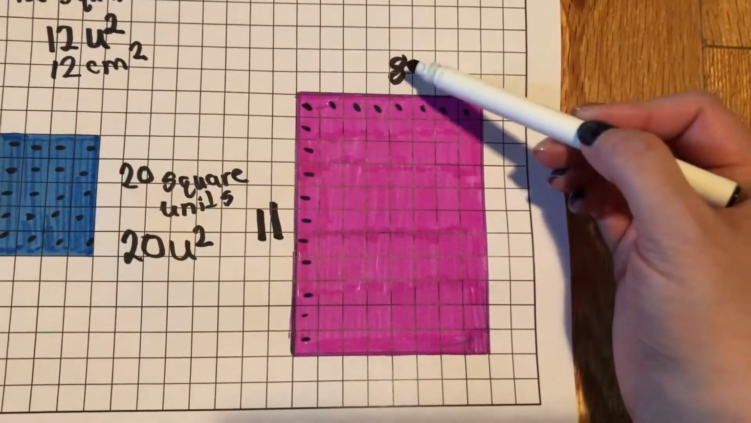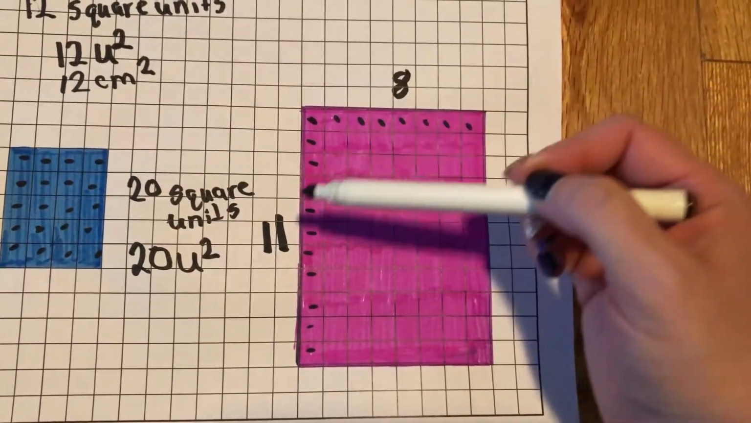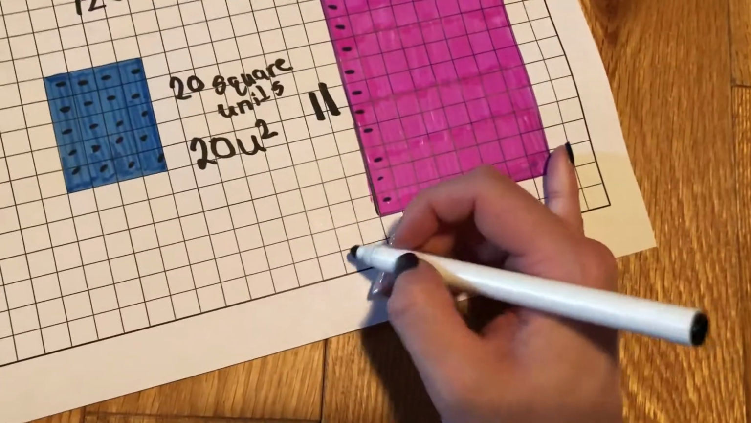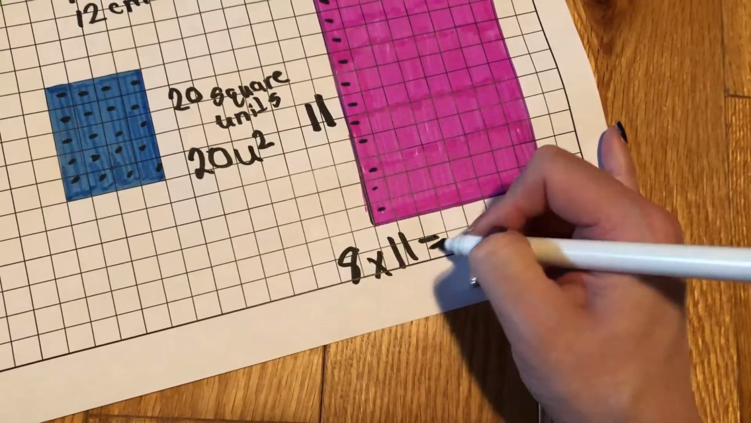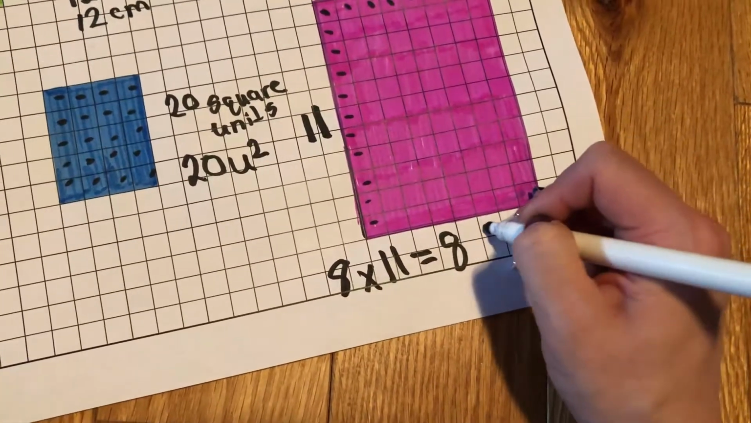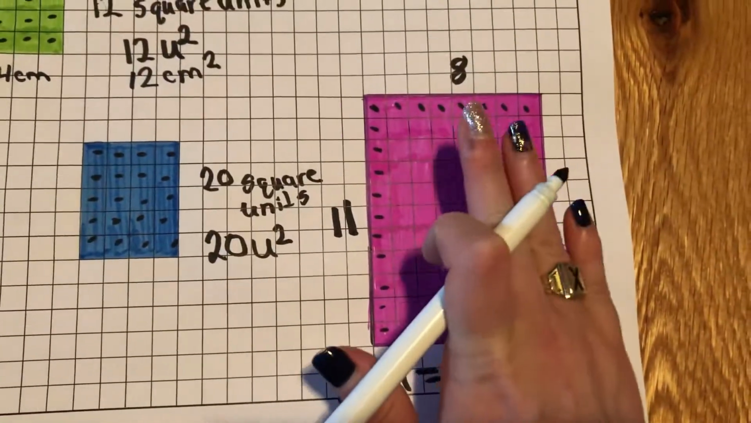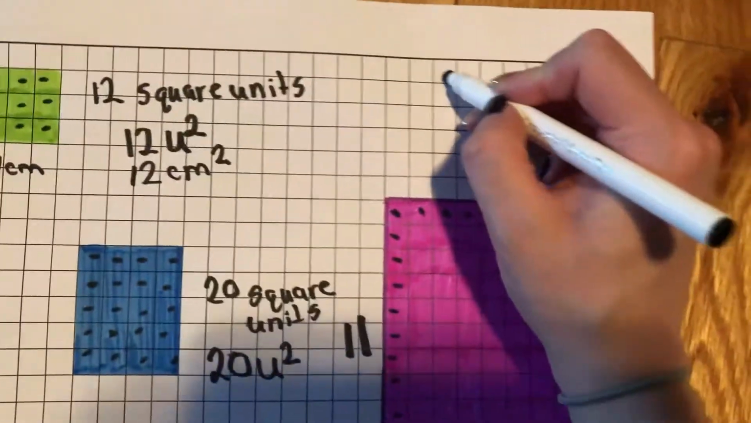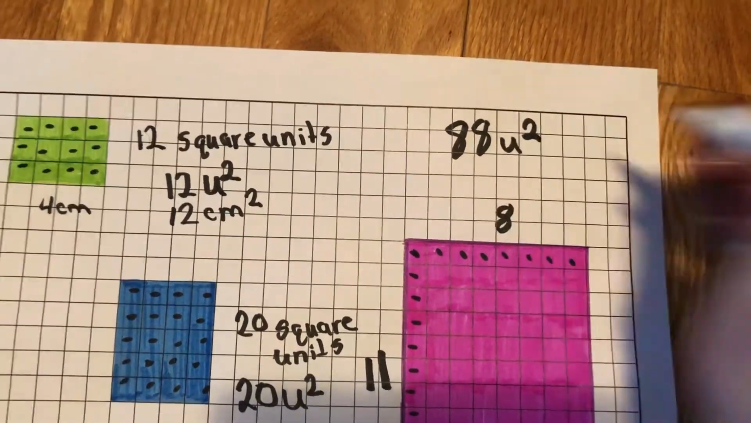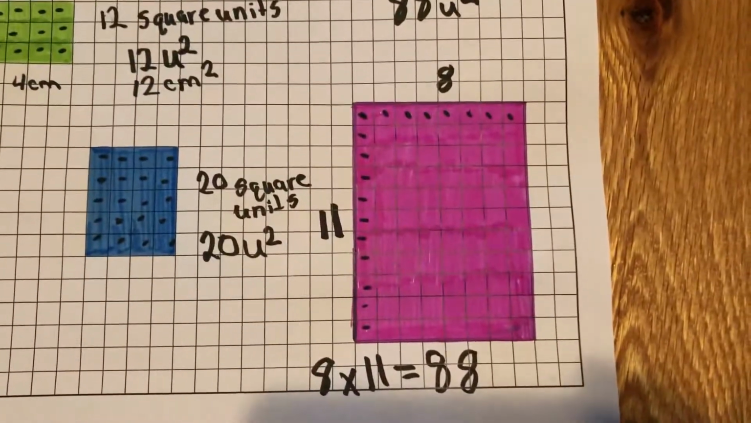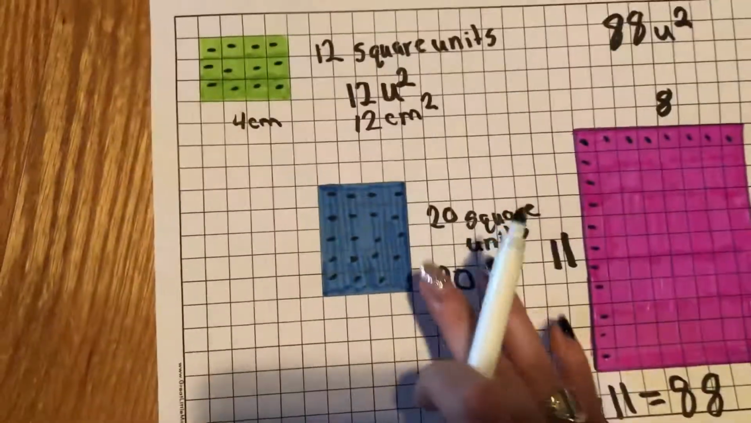So now we just need to use what we know about arrays. We times the amount of columns by the amount of rows. So we have 8 times 11. We know that 8 times 11 equals 88, which means that the area of this shape is 88 units squared. So when your shapes get really big, you can use our array model instead of counting. And you could do it for these ones too.